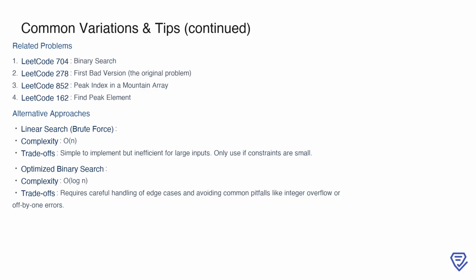Now, while binary search is the optimal approach for this problem, it's worth discussing alternative methods. A brute force linear search, for example, is straightforward to implement but has a time complexity of O(n). This makes it impractical for large inputs, so it's only suitable when constraints are small. On the other hand, optimized binary search, with a time complexity of O(log n), is far more efficient but requires careful handling of edge cases. You also need to be cautious about common pitfalls like integer overflow or off-by-one errors. Understanding the trade-offs of each approach will help you make the right choice based on the problem constraints.